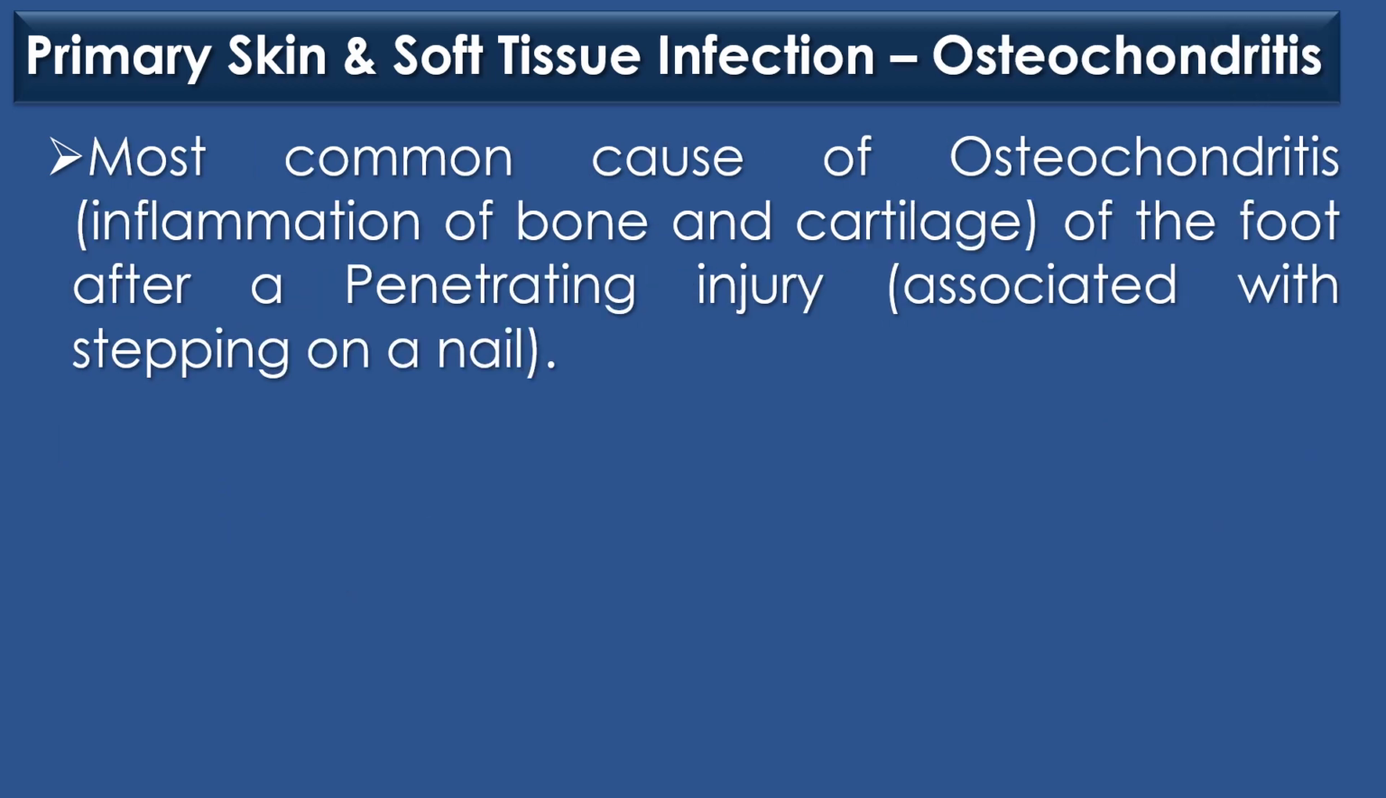Osteochondritis is the third disease which comes under primary skin and soft tissue infection. Osteochondritis is an inflammation of bone and cartilage. Pseudomonas aeruginosa is also the most common cause of osteochondritis of the foot after a penetrating injury, that is associated with stepping on a nail.